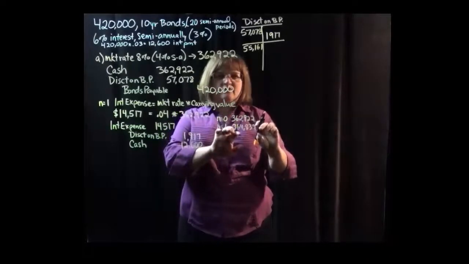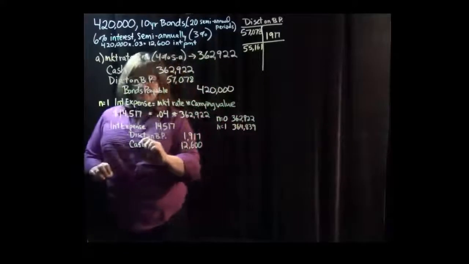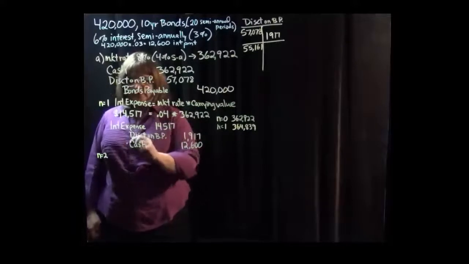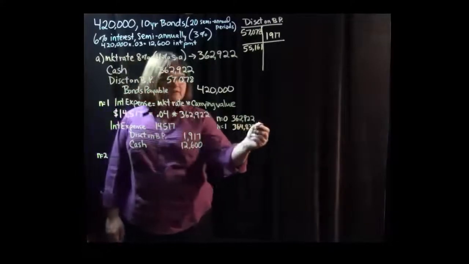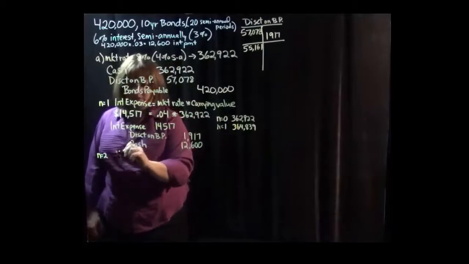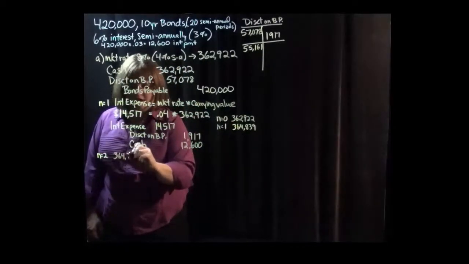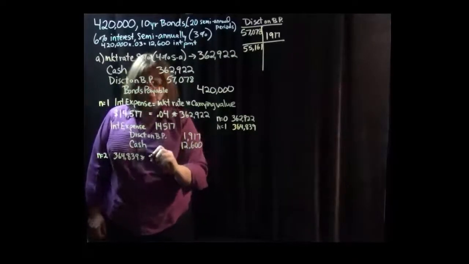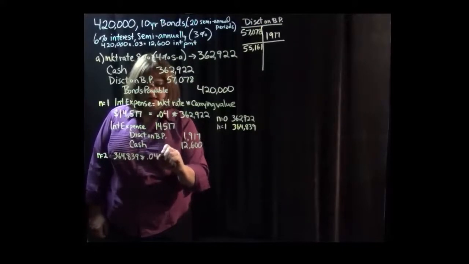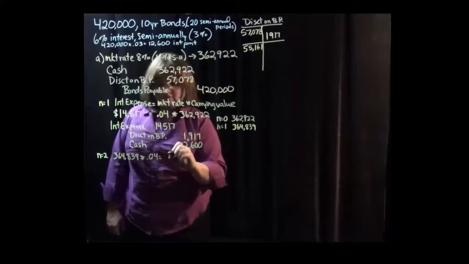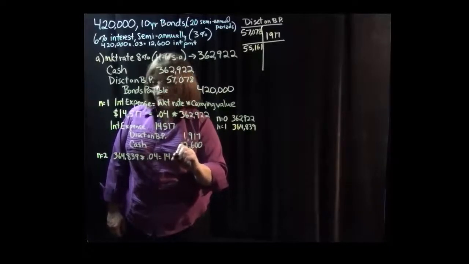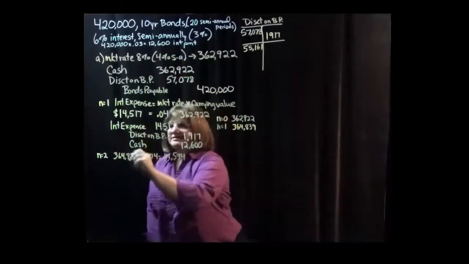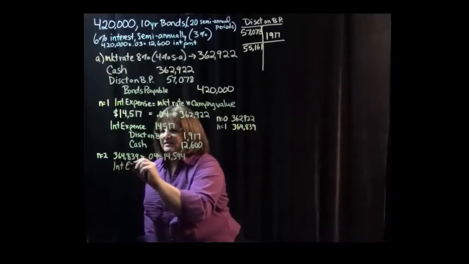That carrying value then is what we use to get the next interest expense. So for the second period, once the second 6-month period is over, we're going to take the carrying value at the beginning of that time, which was the $364,839, and we're going to multiply that by the semi-annual market interest rate of 4%, and that's going to give us $14,594.